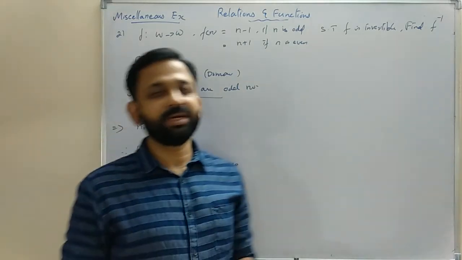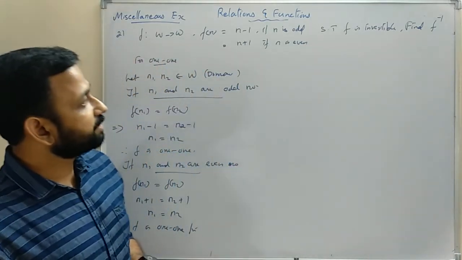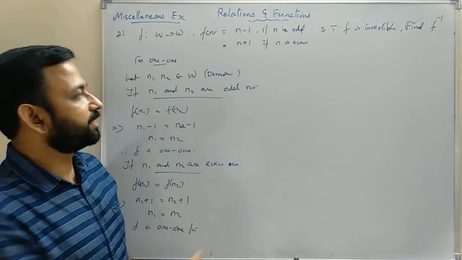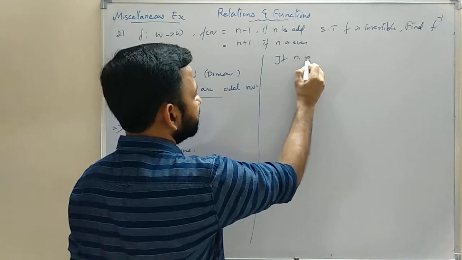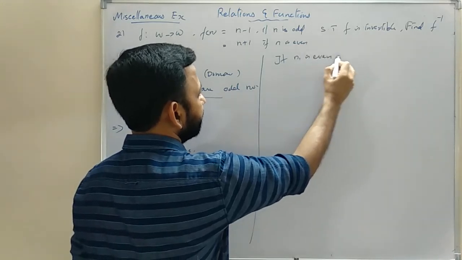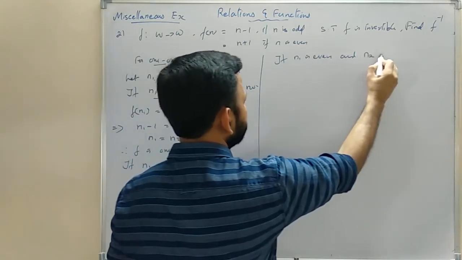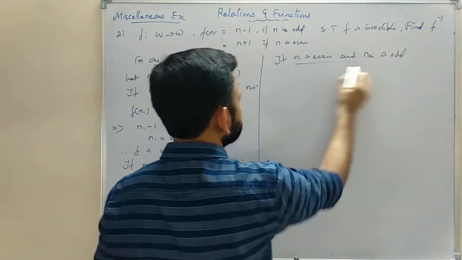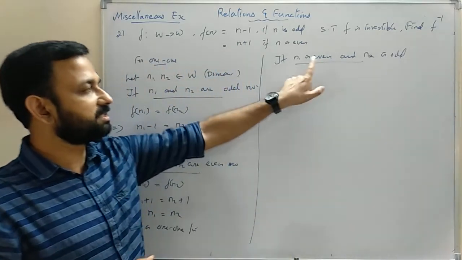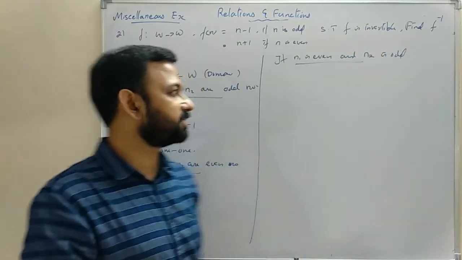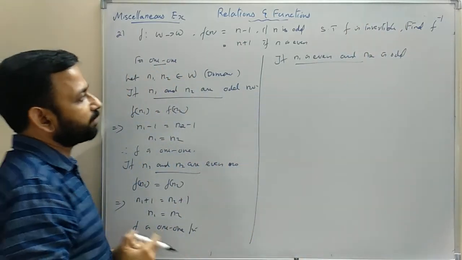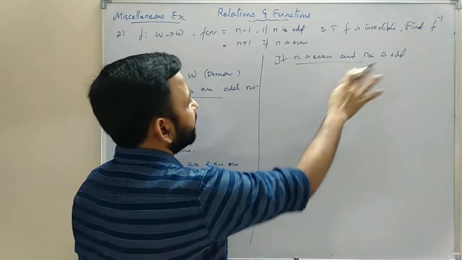Then the next possibility is that one of them is an even number and the other one is an odd number. If n1 is even and n2 is odd, that is one case. And the second case is if n1 is an odd number and n2 is an even number. In that case also we need to show f is one-one. So n1 is even and n2 is odd.